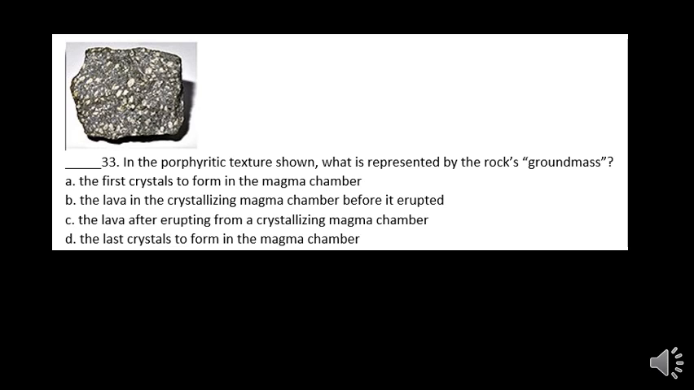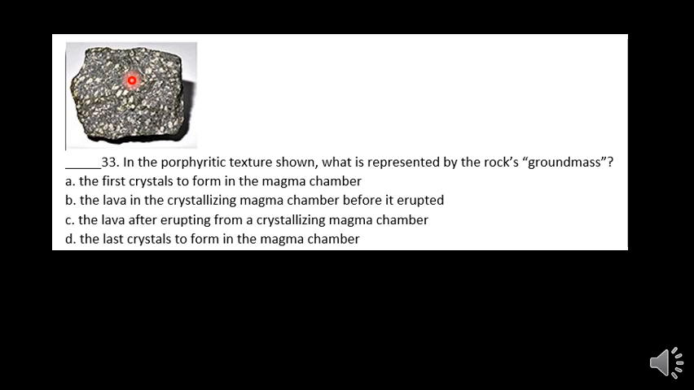In the porphyritic texture shown, what is represented by the ground mass? Porphyritic texture, remember the pegmatite, and then we had the phaneritic were below ground, and then the porphyritic, the porpus, was halfway in the ground and halfway out of the ground. And then the aphanitic was on top of the porphyritic, the aphan was riding on top of the porpus. And so porphyritic is one that is halfway in the ground, halfway out of the ground.